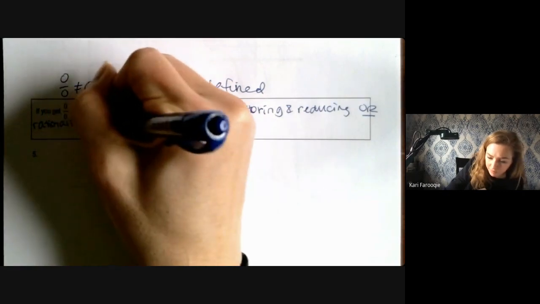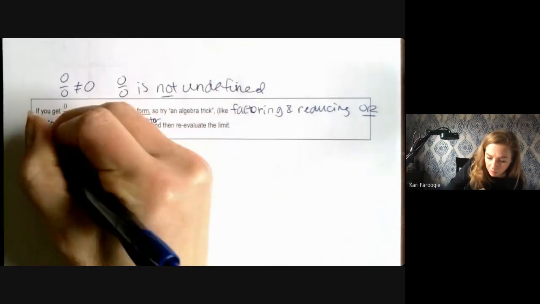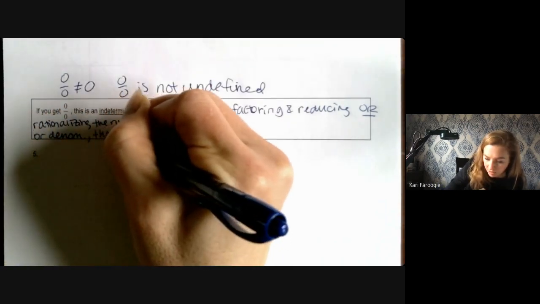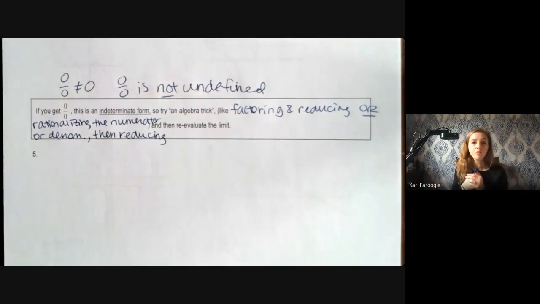Rationalizing the numerator or denominator, then reducing, and then reevaluate the limit.